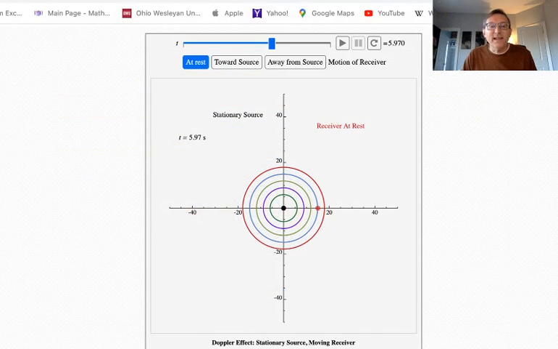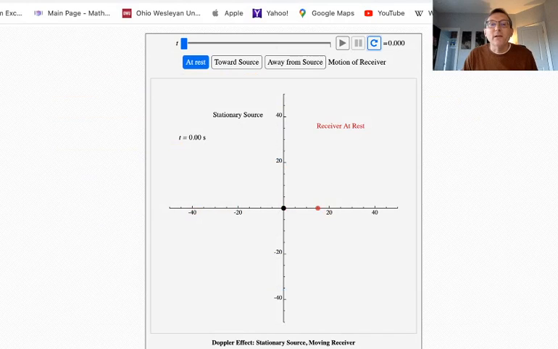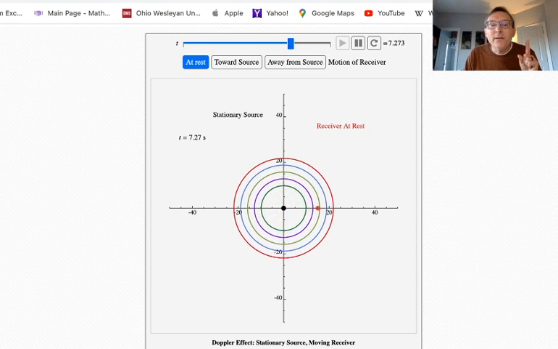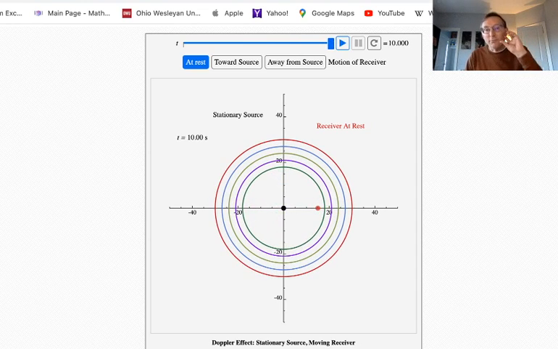All right, now let's go back to the animation. We'll reset the slider. And before I do anything else, I'm going to play a little game where I run the animation, and every time a wavefront impinges upon the receiver, the red dot, I'm going to make a pinging sound. Ping. And the rate of my pinging is the frequency. Okay? So here everything's at rest. Ping, ping, ping, ping, ping. The rate of that pinging is the frequency at the receiver.